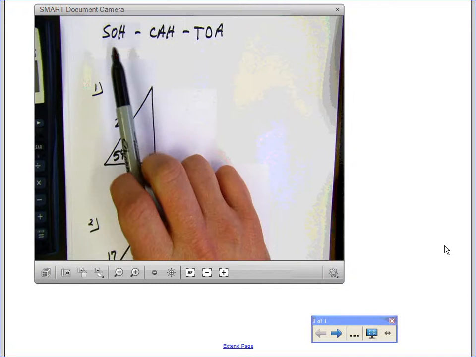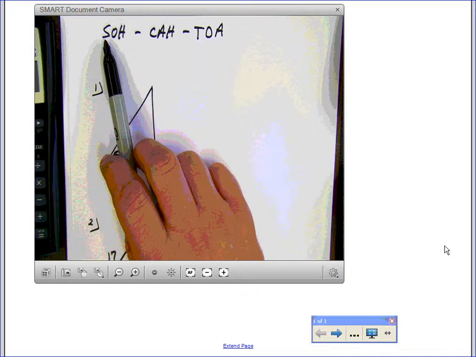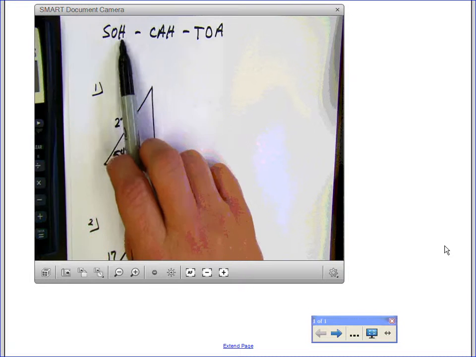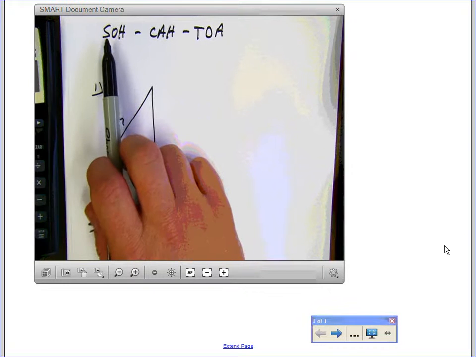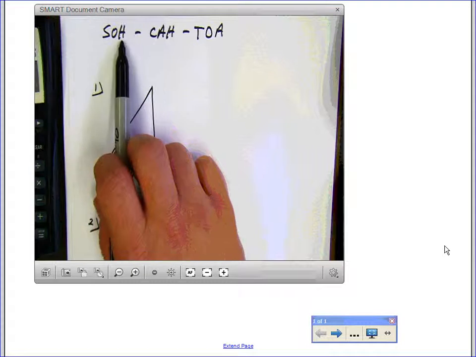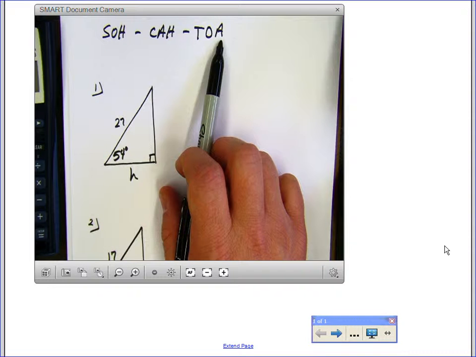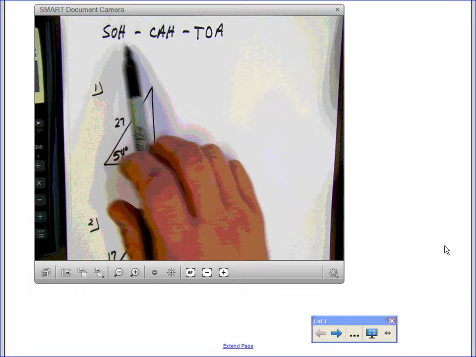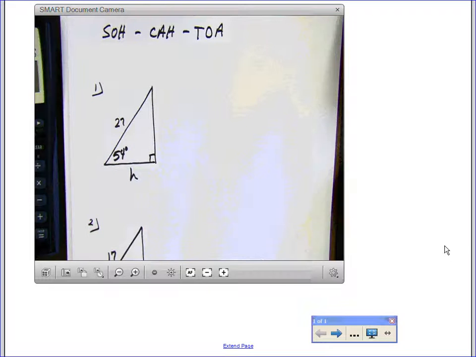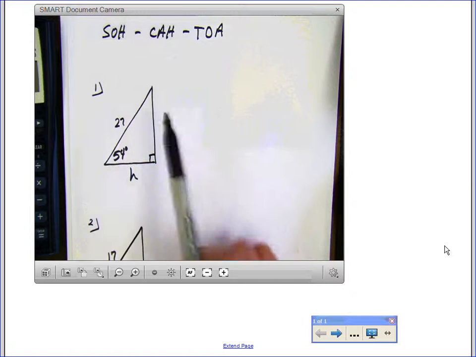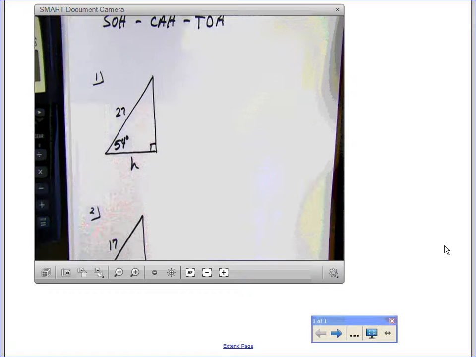So let's look at this real quick before we look at the problem here. So remember our mnemonic here, we can say some old hippie, and then caught another hippie tripping on acid. You remember our ratios. Sine is opposite over hypotenuse, cosine is adjacent over hypotenuse, and tangent is opposite over adjacent. So if we don't know those ratios real well, we can write this at the top of our paper to kind of help us out here. Now, let's use these ratios in these two triangles here to find the unknown thing.